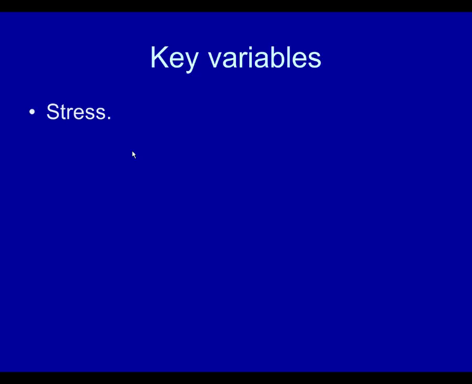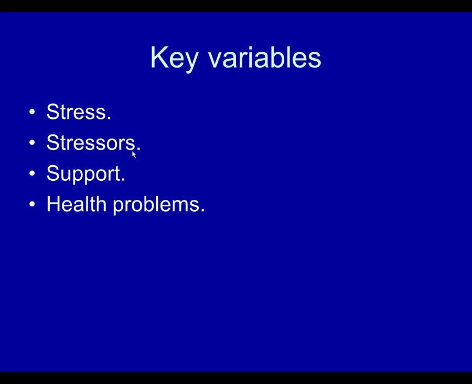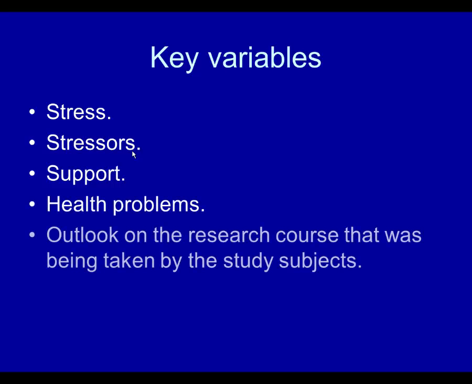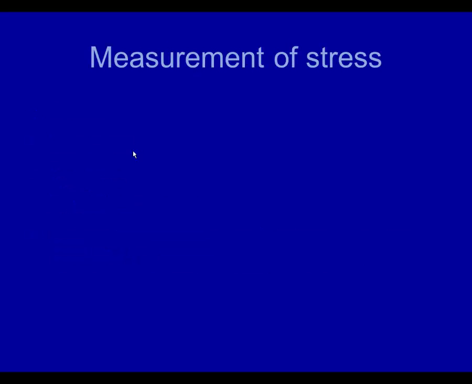Some of the key variables that were measured in this study were stressors, which are things that can cause you stress, support, to what extent do you feel supported by others, and health problems. Also, outlook on the research course that was beginning to be undertaken was measured, among some other things.